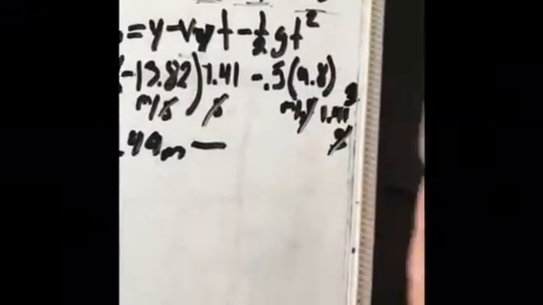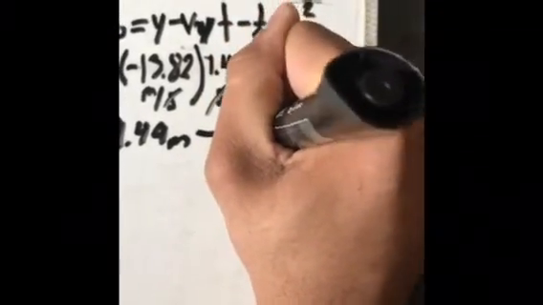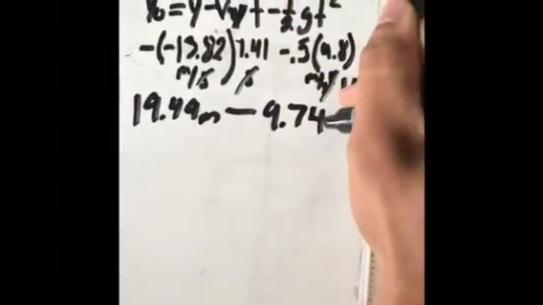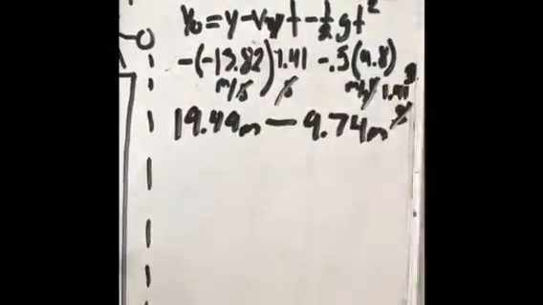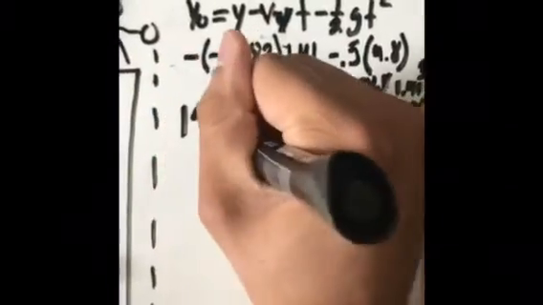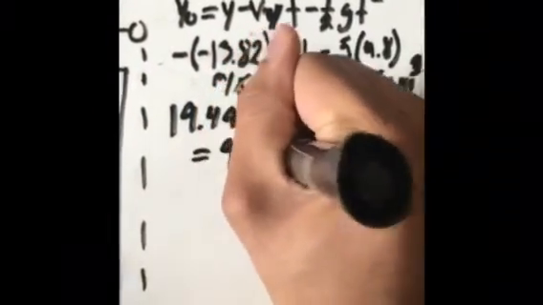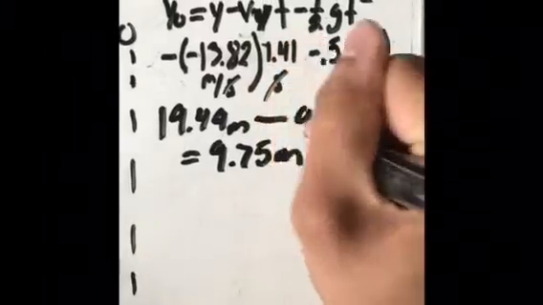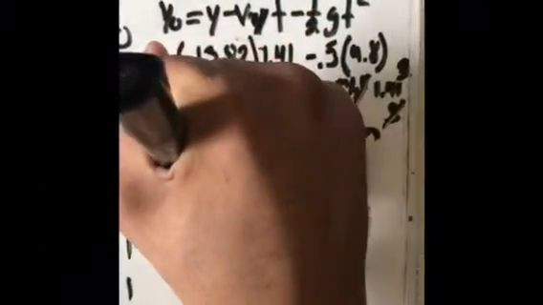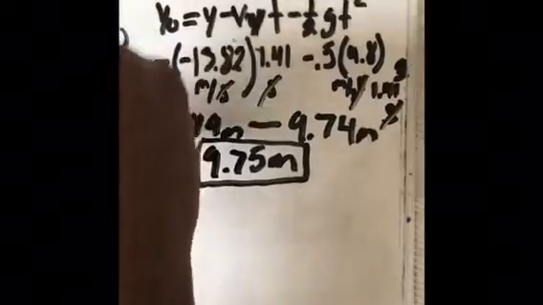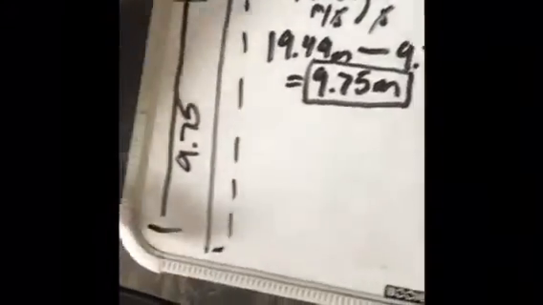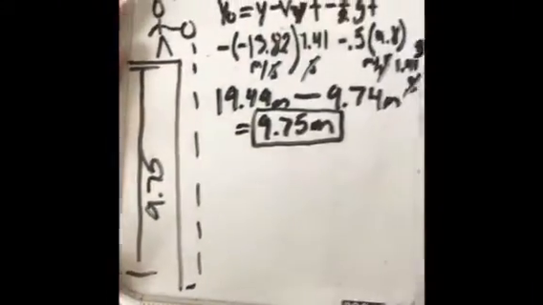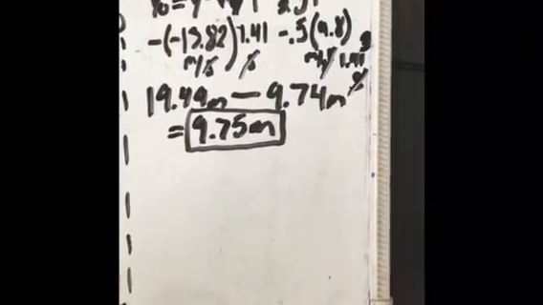You end up with 9.74 meters. After that, you just subtract, and your final answer will be 9.75 meters. And that is how high the person had dropped the ball. 9.75.